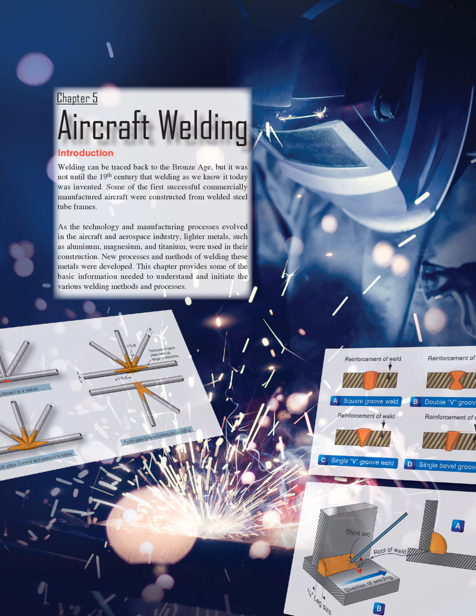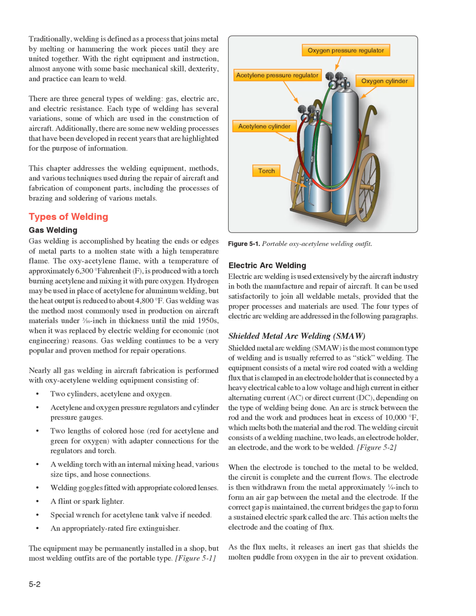This chapter provides some of the basic information needed to understand and initiate the various welding methods and processes. Traditionally, welding is defined as a process that joins metal by melting or hammering the work pieces until they are united together. With the right equipment and instruction, almost anyone with some basic mechanical skill, dexterity, and practice can learn to weld. There are three general types of welding: gas, electric arc, and electric resistance. Each type of welding has several variations, some of which are used in the construction of aircraft.